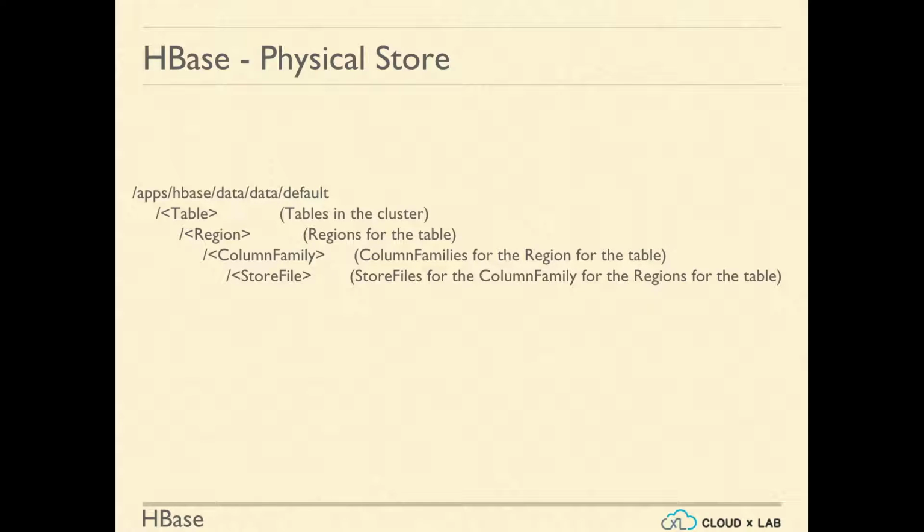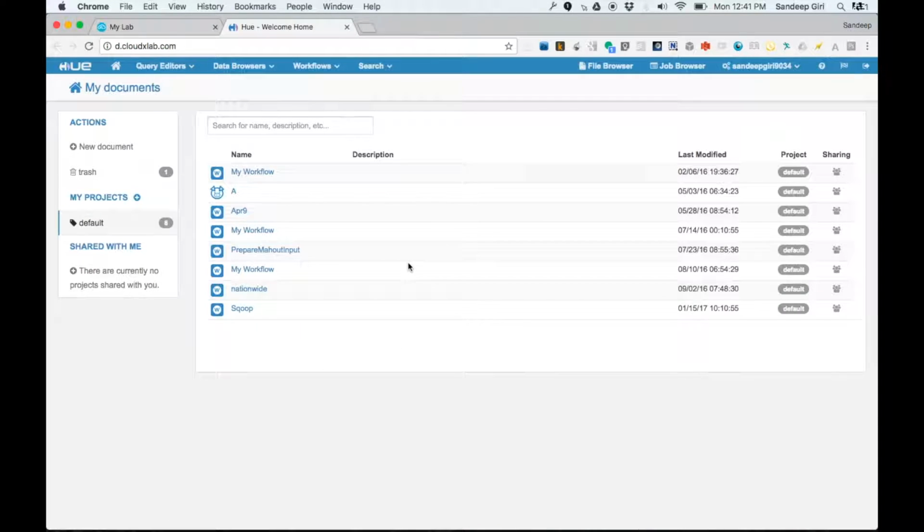The data for tables is located in the following folder in HDFS: /apps/hbase/data/data/default. Let's take a look. Open Hue, click on File Browser once you are logged in.